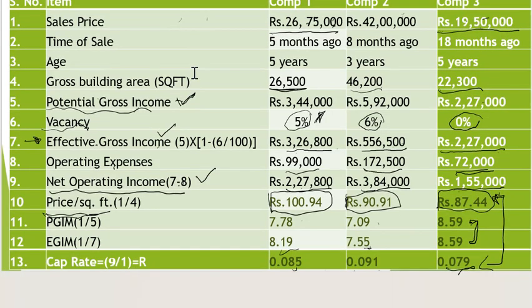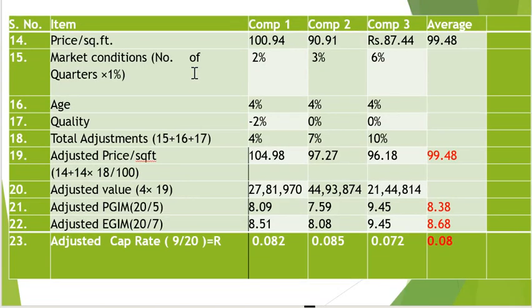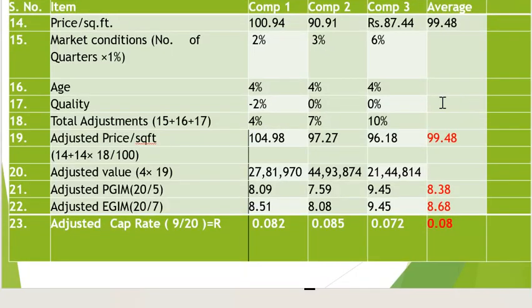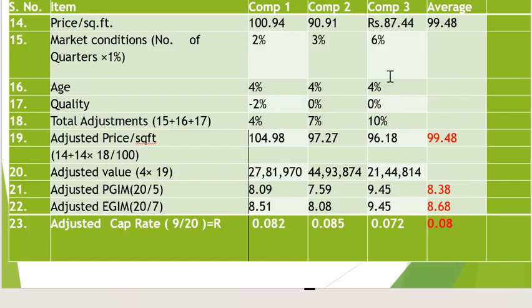So now we will use the data you have calculated. For comparables, 100.94, 90.91, 87.44. So this is the price per square foot which you have calculated, and then the average: you add all these three and divide by 3, so this will be the average, 99.48.